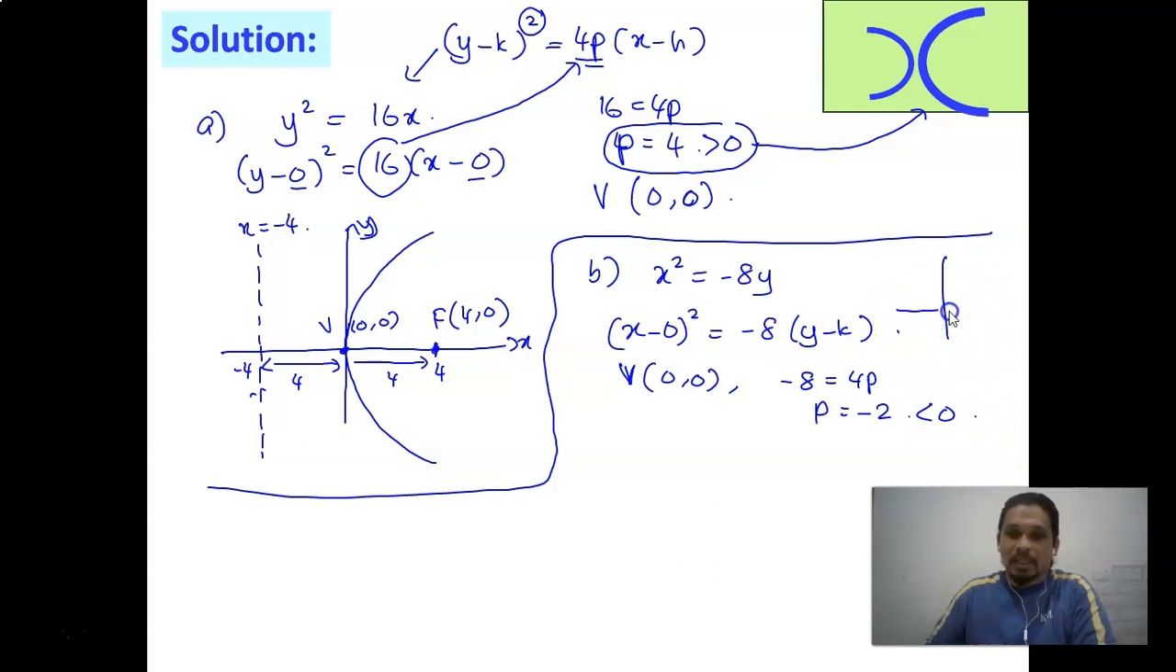Okay, class, we have the example of the parabola facing open upward or open downward here. This is for p greater than 0, and this is for p less than 0. p equal to negative 2 is less than 0. So this is our graph. Now from the information that we have just now, the vertex is (0, 0) and p is negative 2.